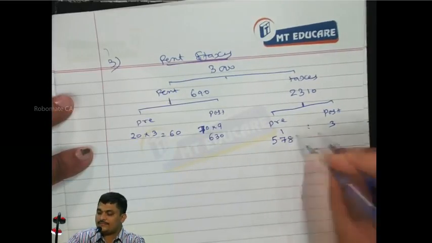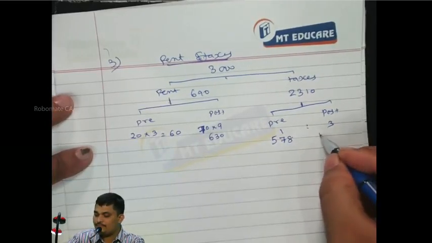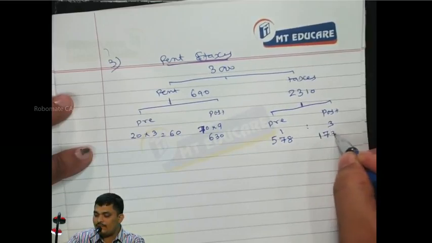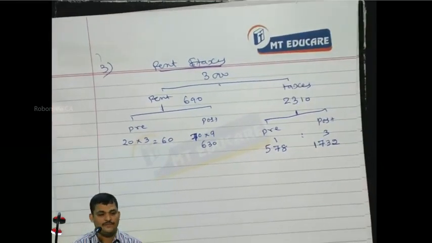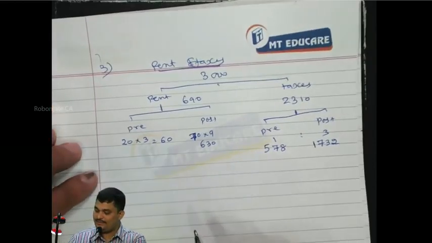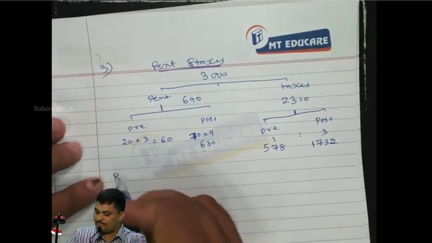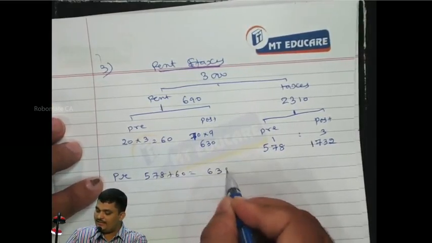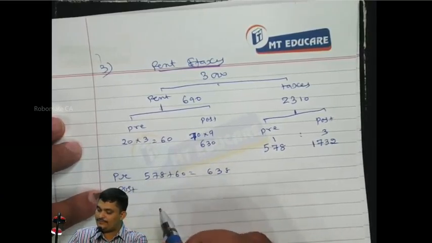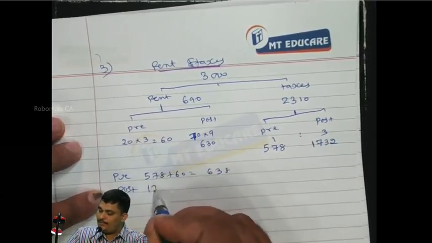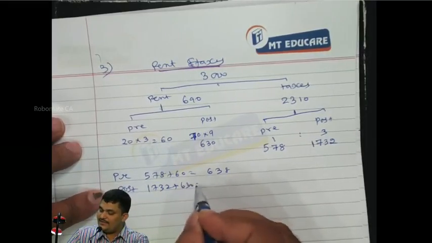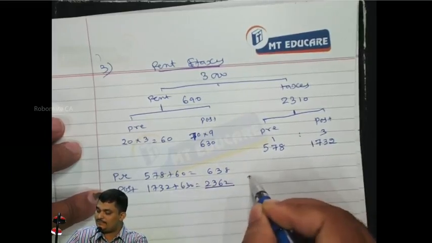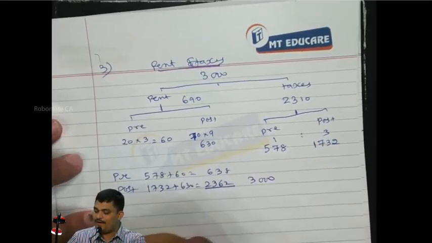57, 13, 32. Everybody? So total pre will be 578 plus 60, 638. Post, 1732 plus 630, 2362. Are you following this?